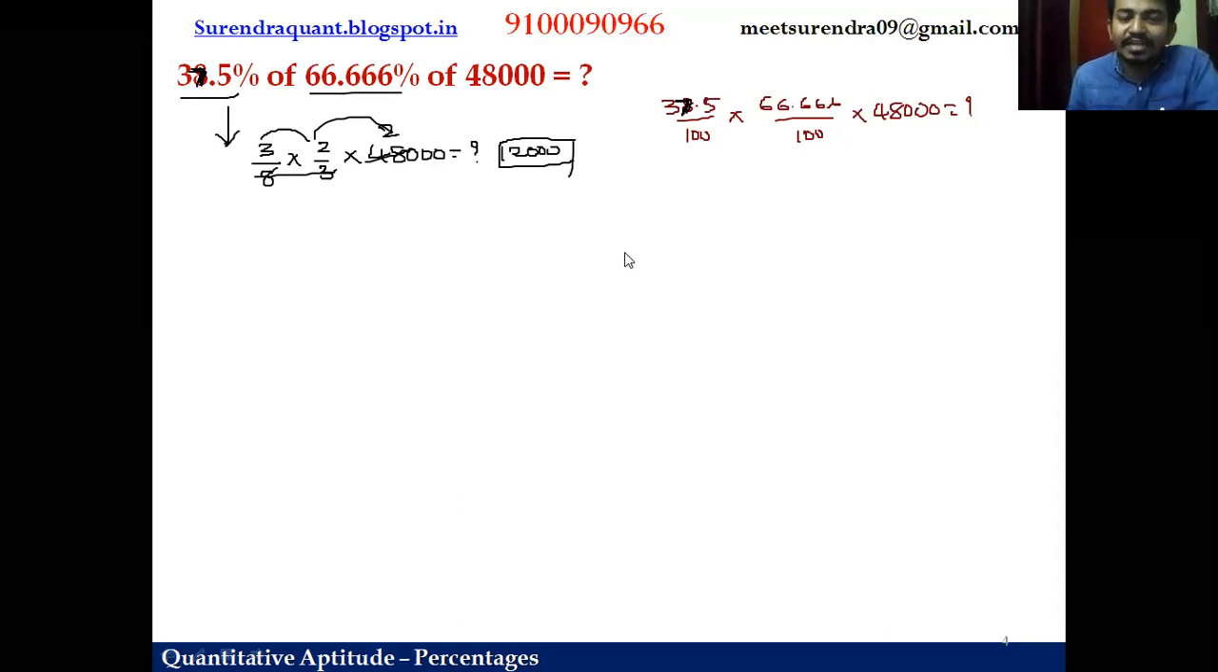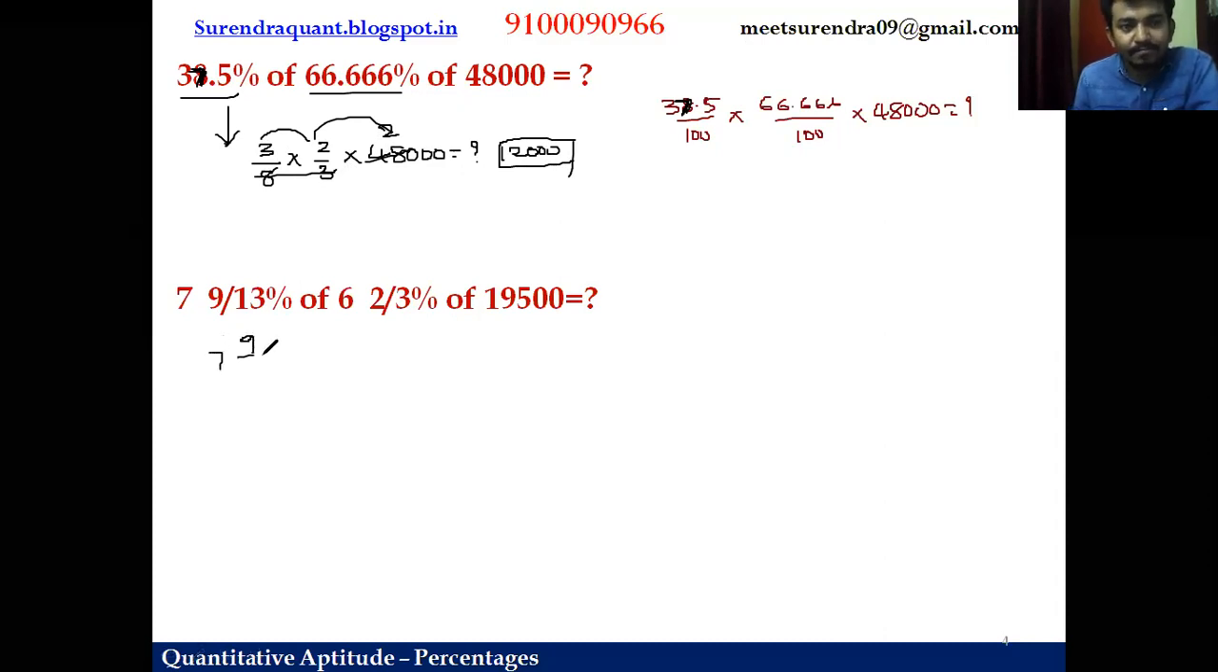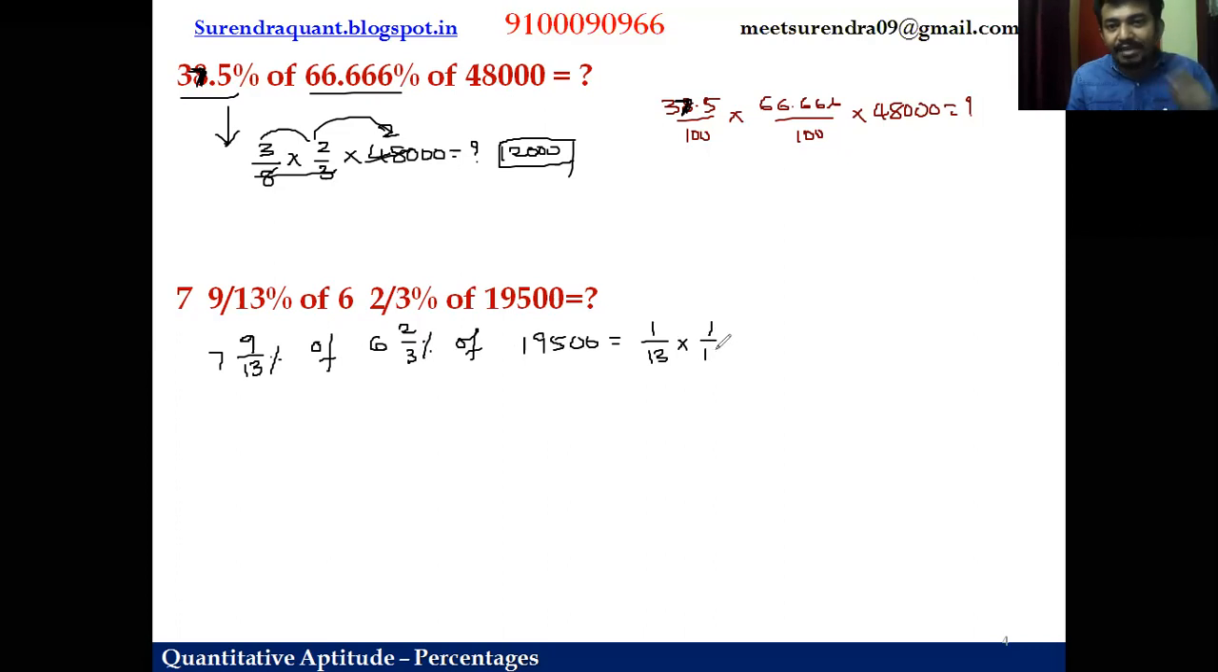Now what is the second question that we have? The second question: 7 9/13% of 6 2/3% of 19,500 is what? But friends, do you remember 7 9/13 is 1/13, right? Of means multiply, and 6 2/3% means 1 by 15, of 19,500. Now 15 13s are 195, 2 zeros left, 100 is the answer. So those kinds of calculations will be helpful in solving caselets, friends.